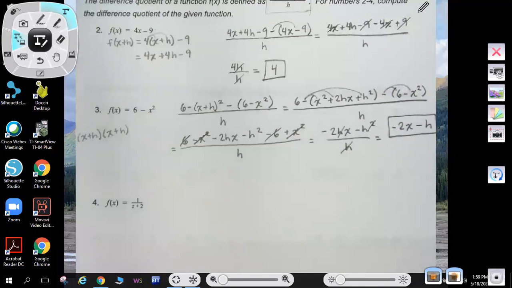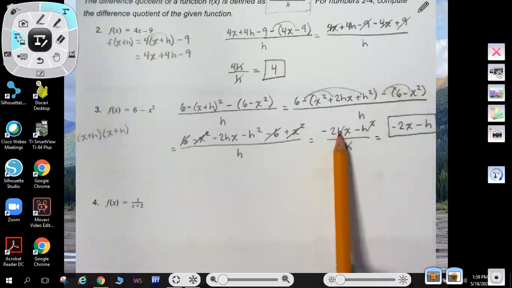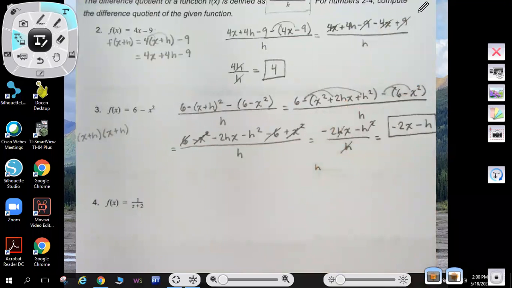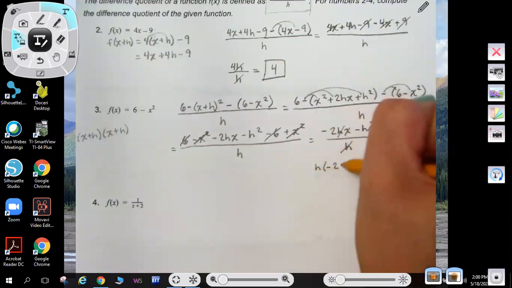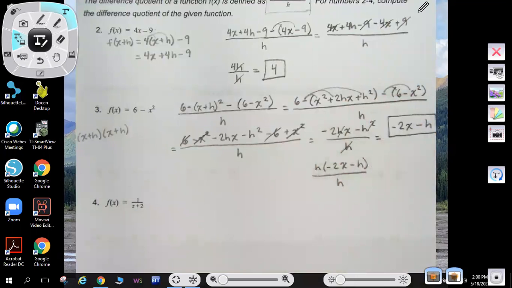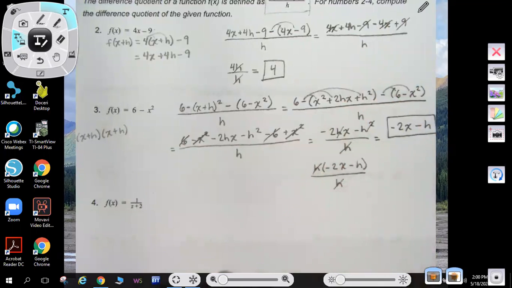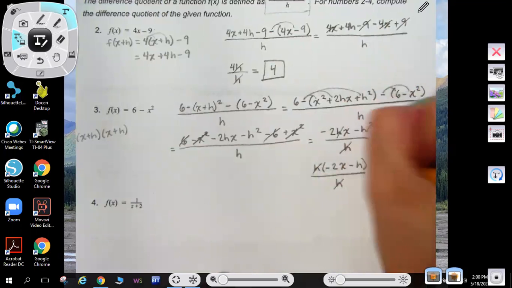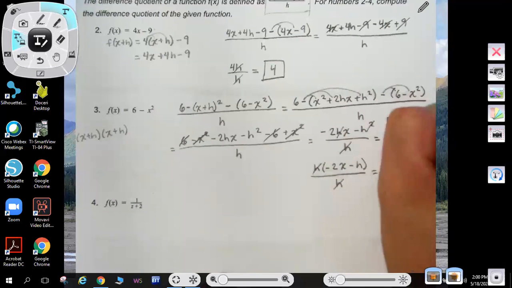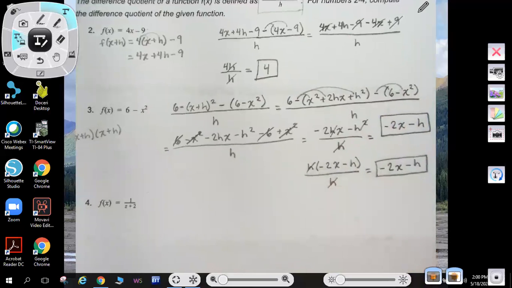The other way that you could have gone from this step is by seeing that because there's an h in both of these terms in the numerator, you could factor an h out, and that leaves you with negative 2x minus h, and that is still over h. Then you could see that this h will cancel out with the h in the denominator and just leave you with negative 2x minus h. Either way, you end up with the same answer. So either way is fine.